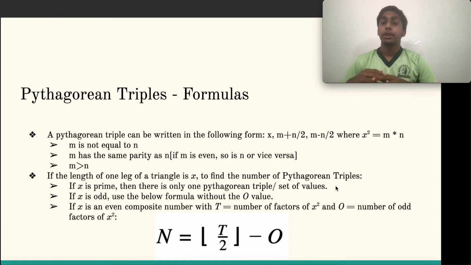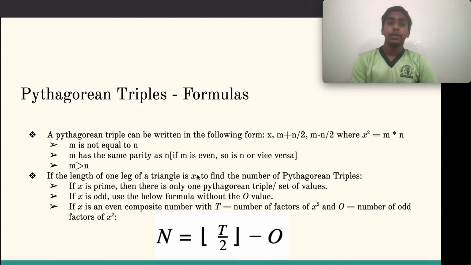A composite number has 1 and itself as factors, but it also has other factors. So an even composite number would be any even number other than 2. And if you're given this even composite number x, then you could find t and O. t is the number of factors of x squared.